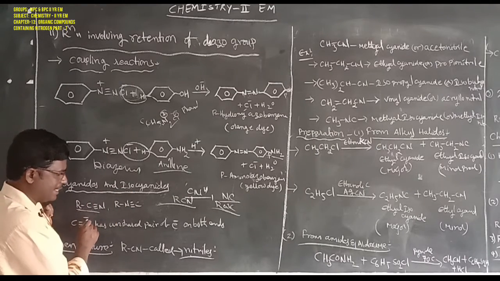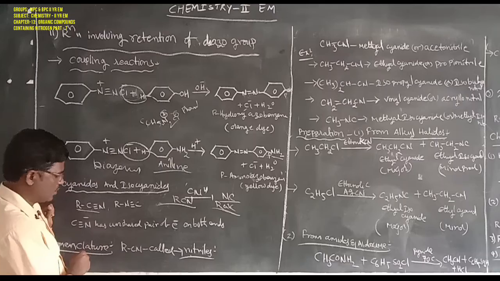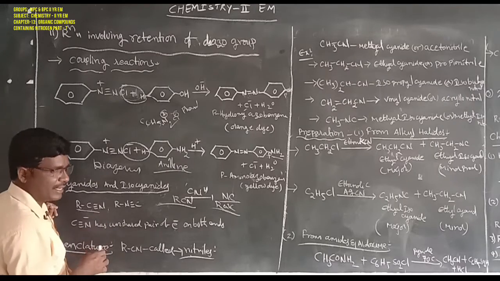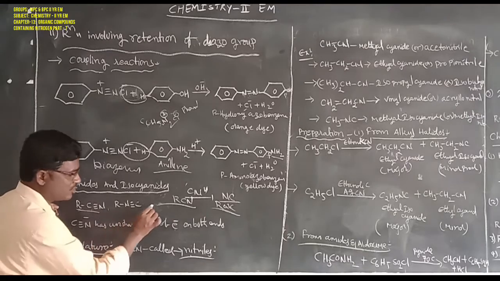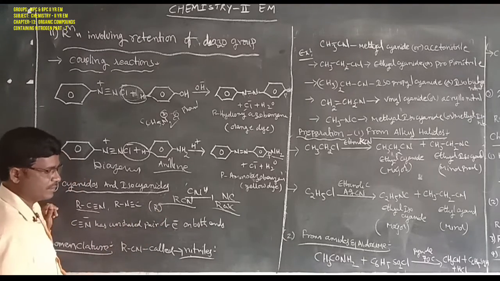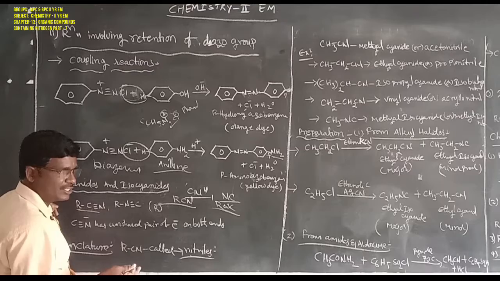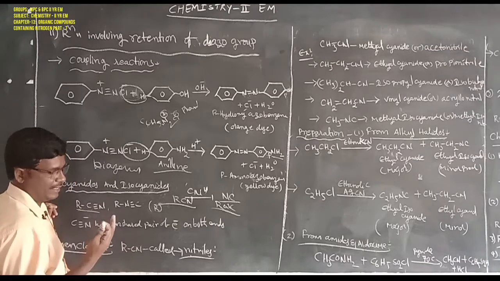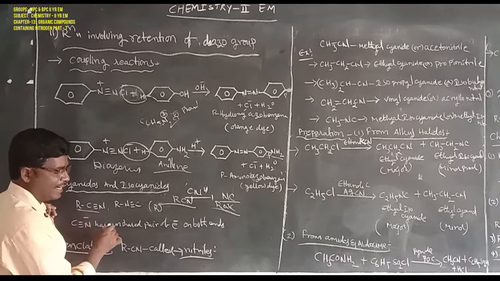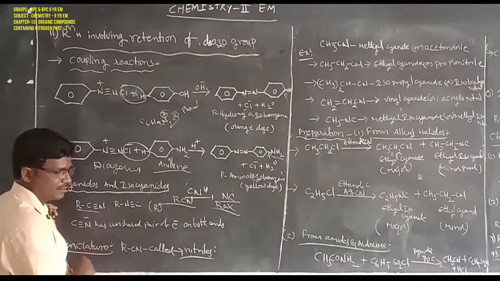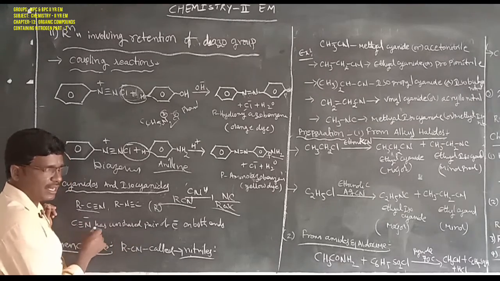Alkyl cyanides and alkyl isocyanides are attached with the alkyl group, such as a methyl group. Examples are methyl cyanide, ethyl cyanide, or propyl cyanide. That is the naming. The cyanide ion, CN minus, has an unshared pair of electrons at both ends.